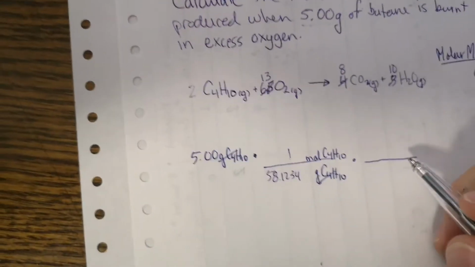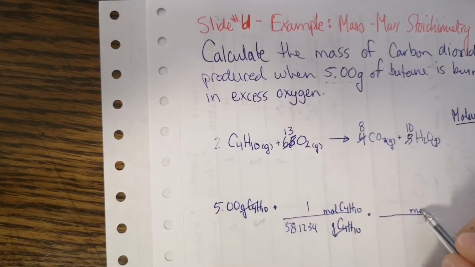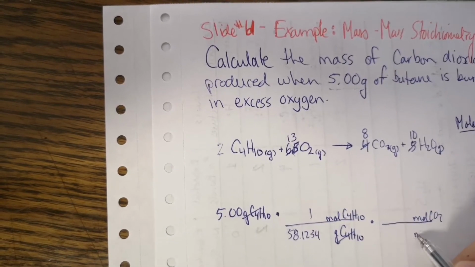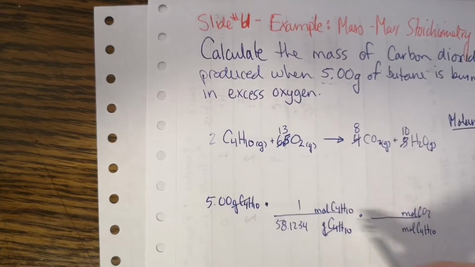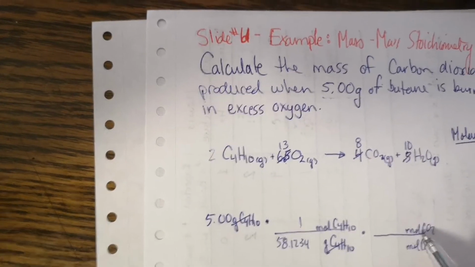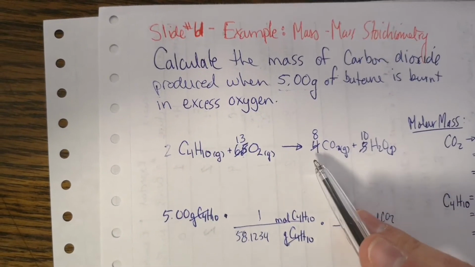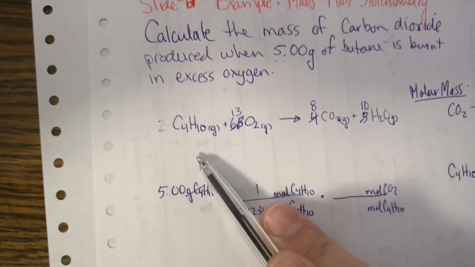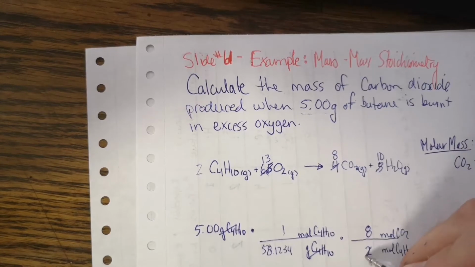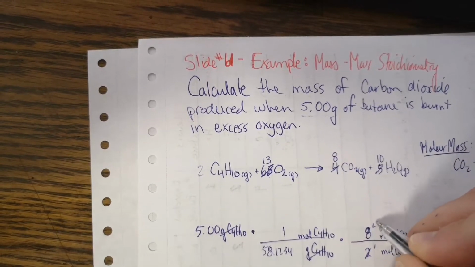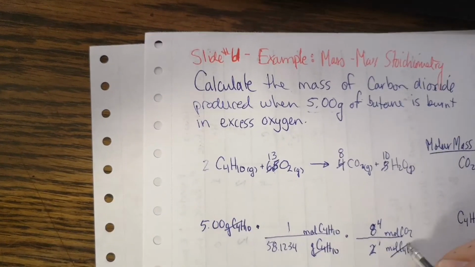But in the question, we're solving for carbon dioxide. So let's convert moles of butane into moles of CO2. There are 8 CO2 formed for every 2 butane. This can be reduced to a 4-to-1 ratio.